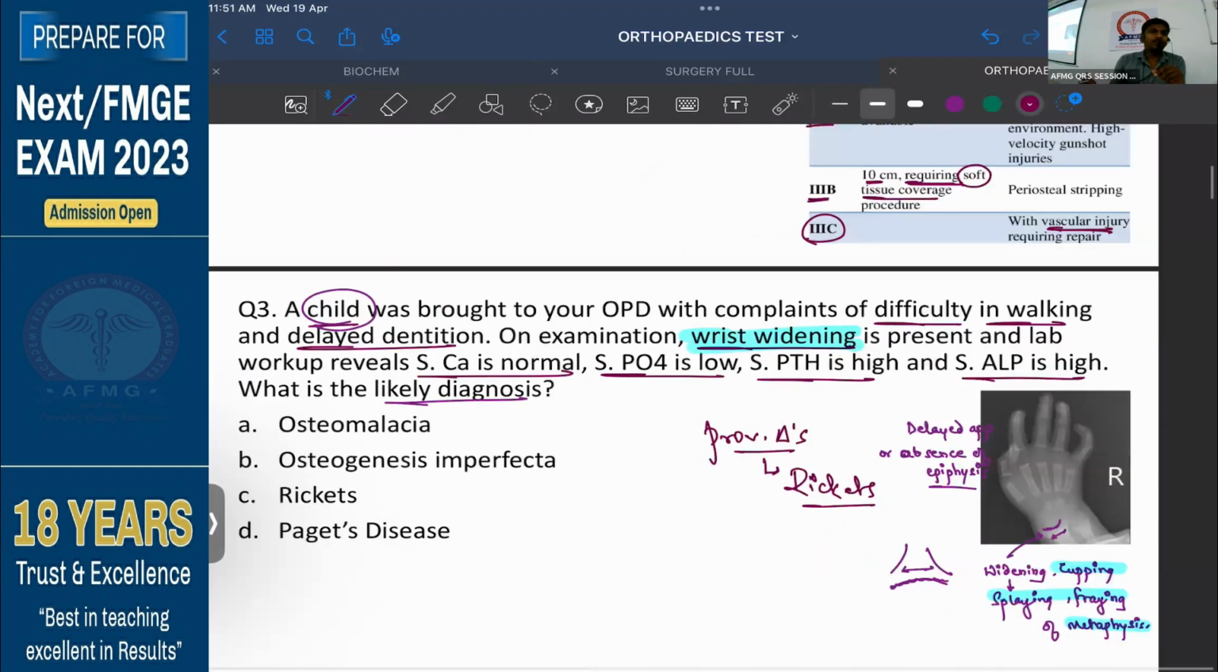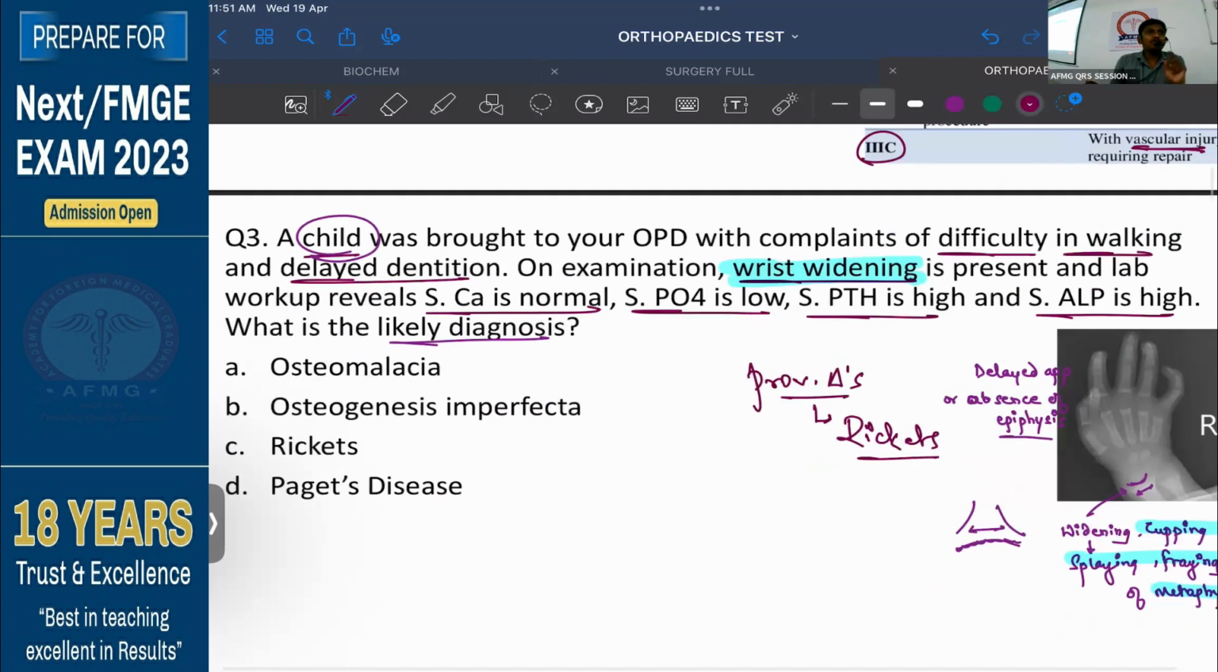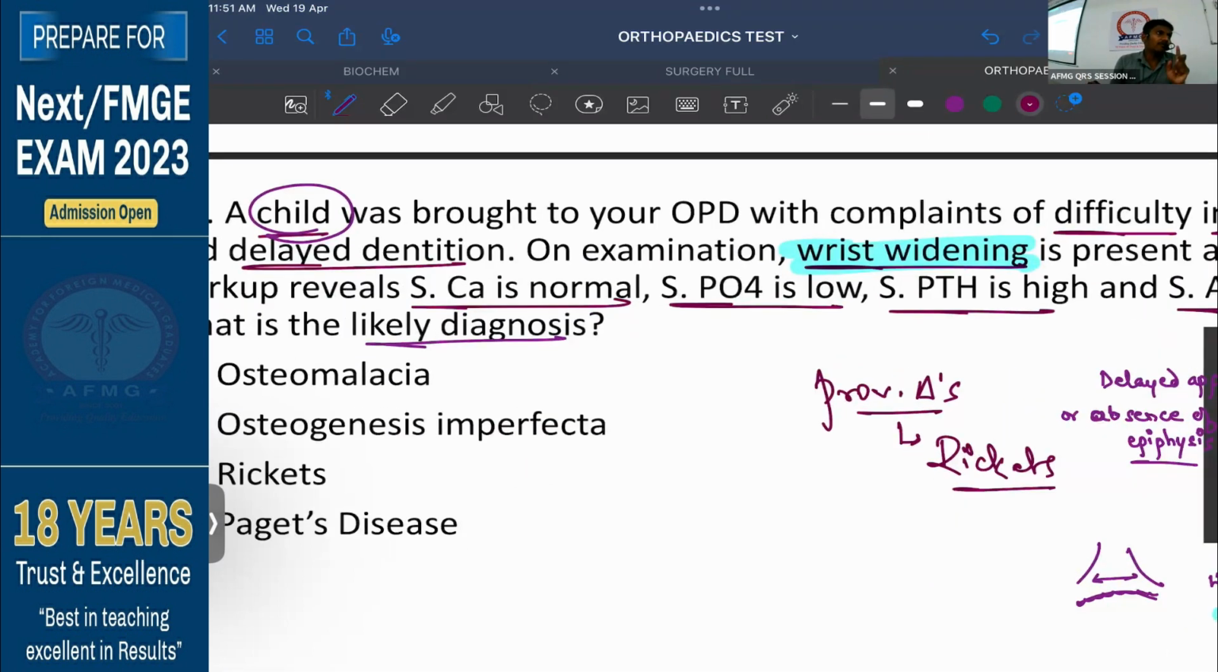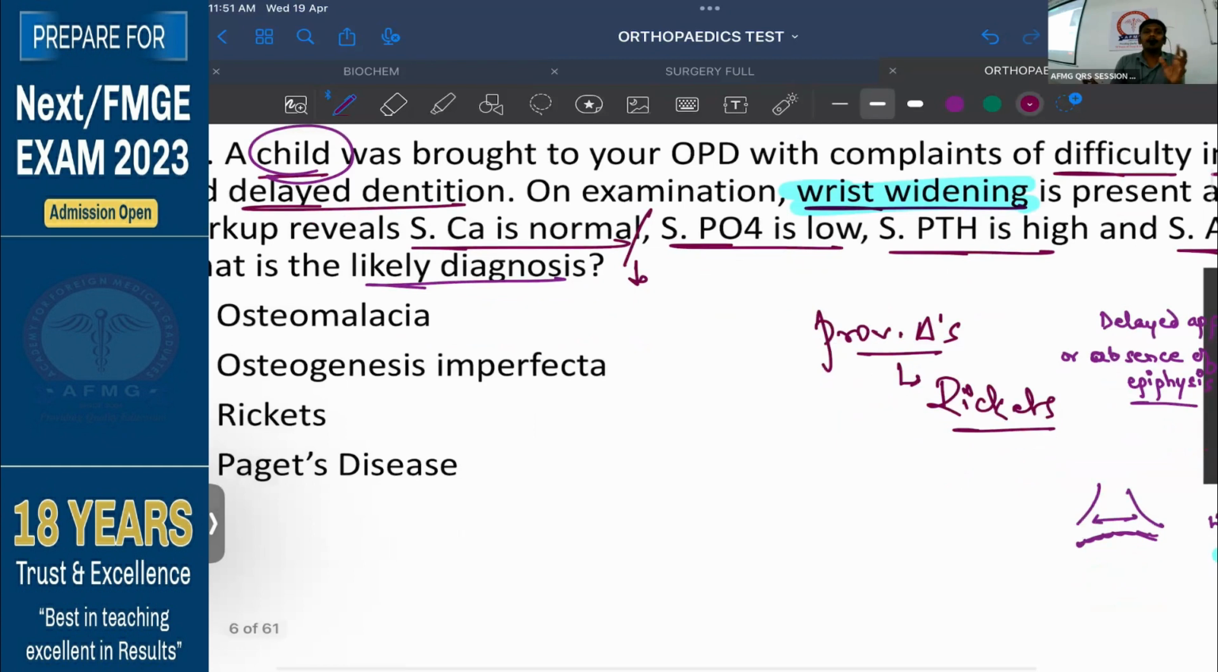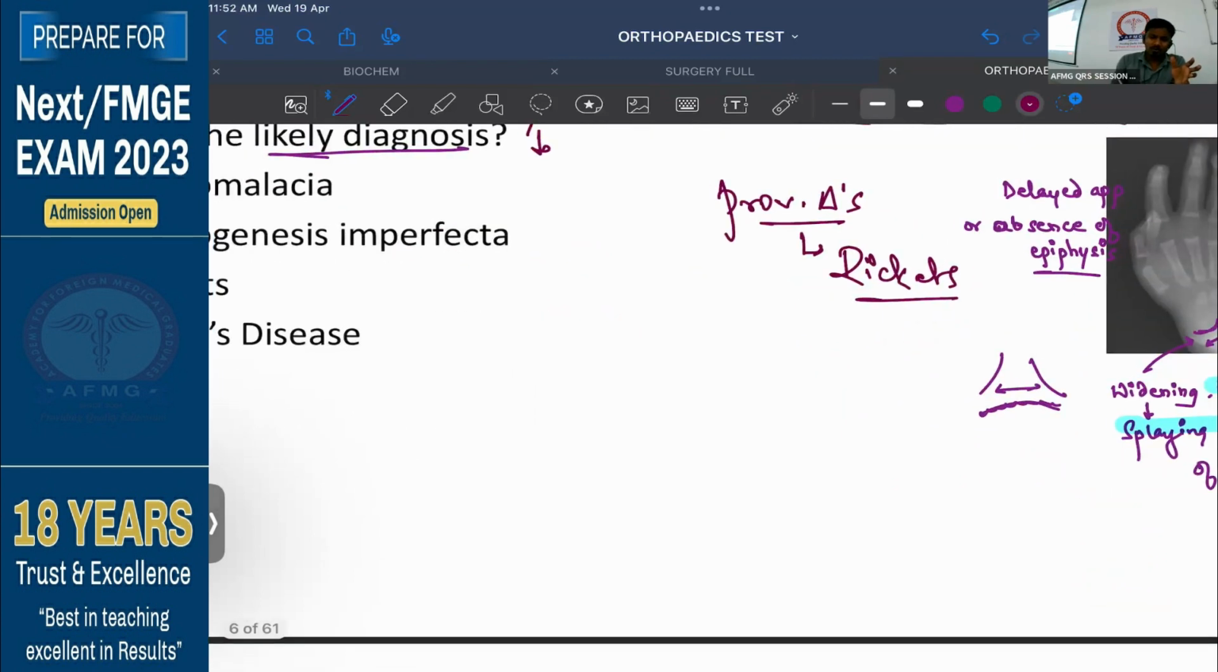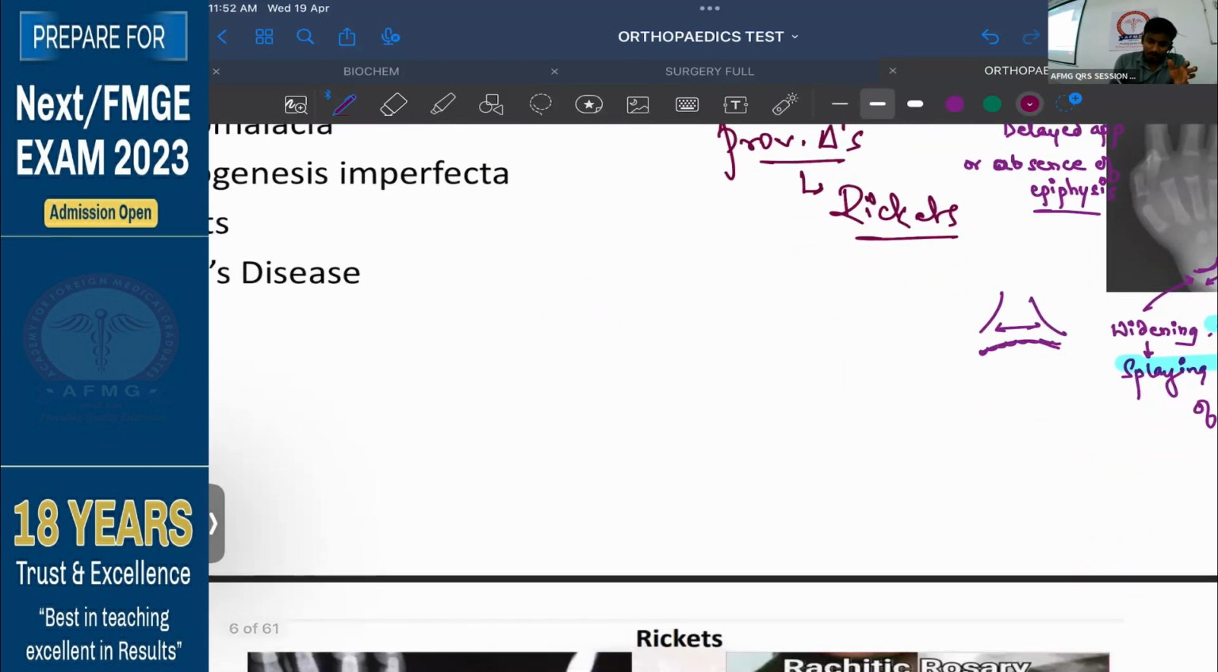If I talk about serum calcium levels, yes, serum calcium levels can be normal in a case of rickets. Yes, they can be normal in some cases. Please remember. Okay, in the majority of cases they can be low, but in some cases the serum calcium levels can be normal, because for maintaining the serum calcium levels in your body, what is not the only thing responsible? Which three things are responsible for maintaining serum calcium and serum phosphate levels in the body?